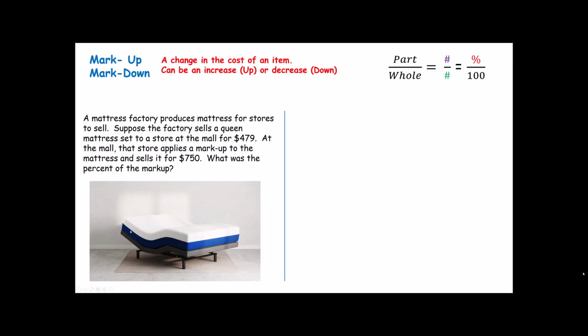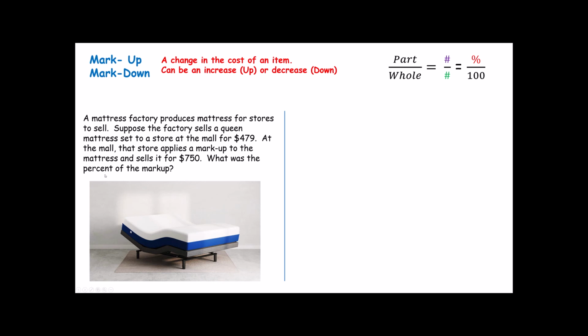Let's try this, a markup or a markdown. Those are changes in the cost of an item. They can be an increase, a markup, or a decrease, a markdown. A mattress factory produces mattresses for stores to sell. Suppose the factory sells a queen mattress set to a store at the mall for $479. That's what the factory sells it to the store at. At the mall, the store applies a markup. Remember, that's an increase in the price to the mattress and then sells it for $750.